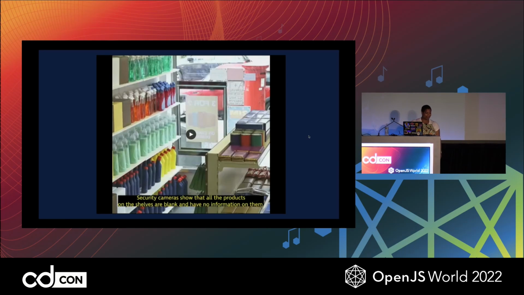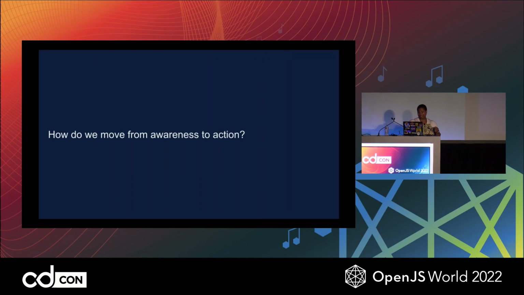So I only have about 20 seconds left, but I'm sure you all have lots of thoughts. So how do we move from awareness to action? This is something we all need to ask ourselves individually, right? We all have our jobs to do, we all have bosses, we all have projects, we all have things. I want everyone to think about this.